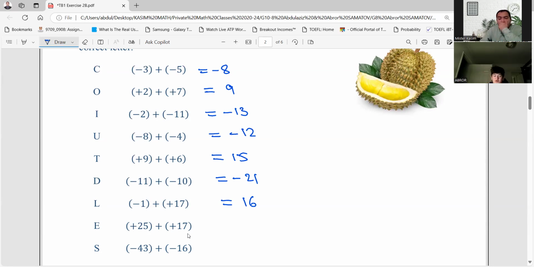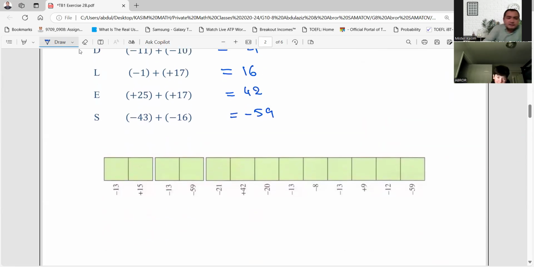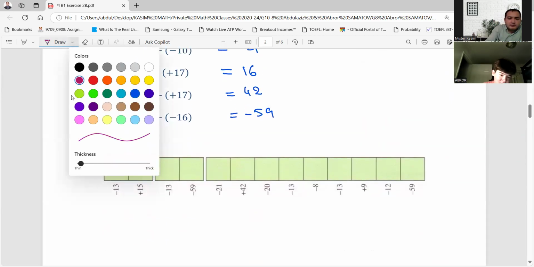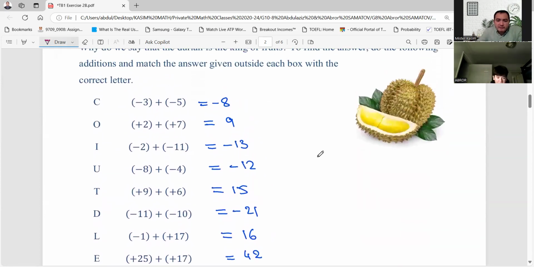What is 25 plus 17? 42, right? Yes. Okay. Negative 43 plus negative 16, negative 59. And now let's place the numbers and we will see, okay? What is negative 13? What letter is it? I, right? Yes, I.